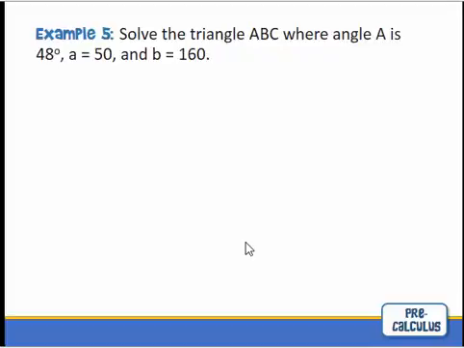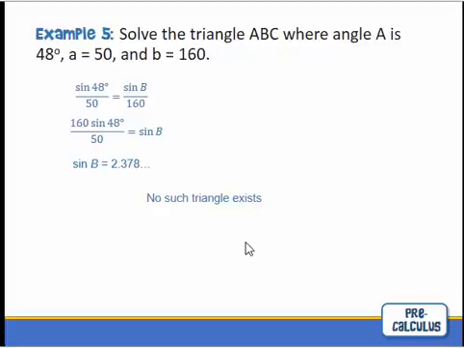So solve triangle ABC where A is 48 degrees, side a is 50, and side b is 160. I set it up like the previous two problems, and I get sine of 48 degrees over 50 equals sine of angle B over 160. And I try to solve this. I multiply both sides by 160, but here's the problem. I get that sine B is 2 point something. Sine values are the y coordinates on the unit circle. They have to be between -1 and 1. There is no angle that's going to give me 2.3 something for its sine value. So no such triangle exists. There's no solution to this problem. I cannot find a triangle that has these specific measurements.